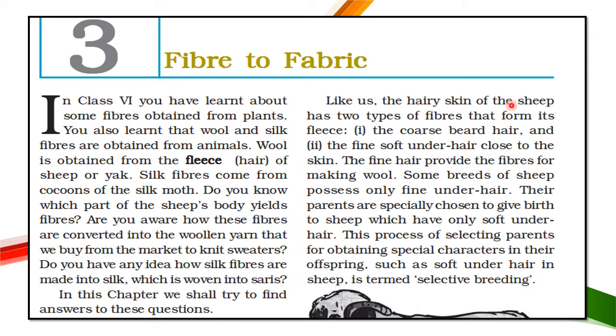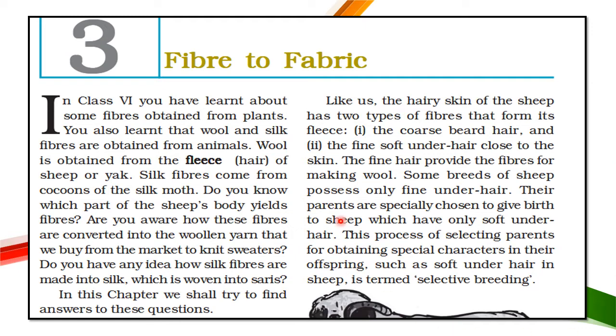Like us, the hairy skin of the sheep has two types of fibers that form its fleece. Please underline. The coarse beard hair and the fine soft under hair close to the skin. The fine hair provides the fibers for making wool. Some breeds of sheep possess only fine under hair. Their parents are specially chosen to give birth to sheep which have only soft under hair.